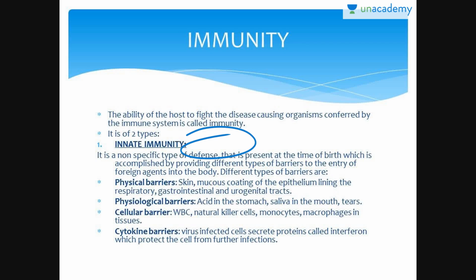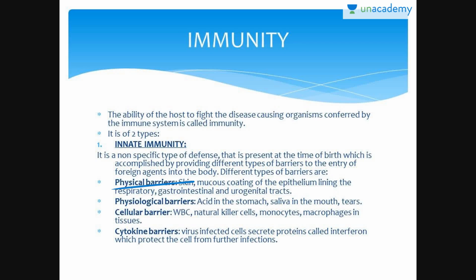Different types of barriers are as follows. The first one is physical barriers. Skin is the main barrier which prevents the entry of microorganisms. Mucous coating of the epithelium lining of the respiratory, gastrointestinal, and urinogenital tracts helps in trapping microbes.